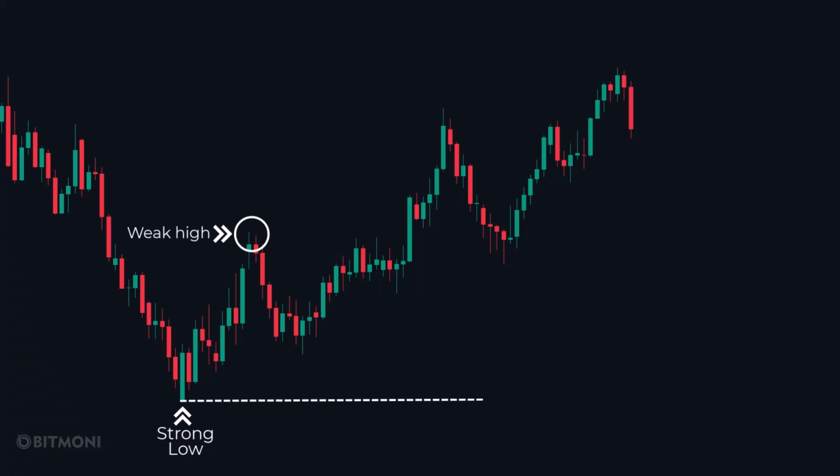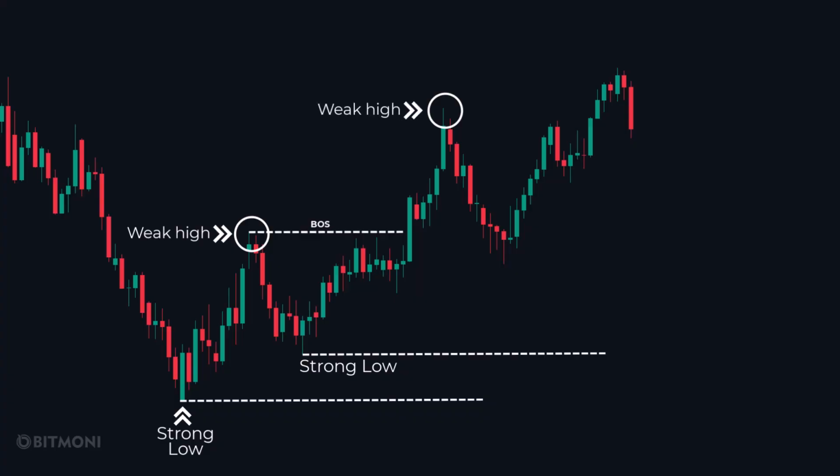Price then climbs again and breaks above that weak high, confirming the uptrend. So the low before the breakout becomes a new strong low. After a minor pullback that again doesn't break the strong low, price rises and forms a new high. This new high is labeled a weak high, and once it's broken, we get another bullish break of structure. Again, the low before this move becomes another strong low.